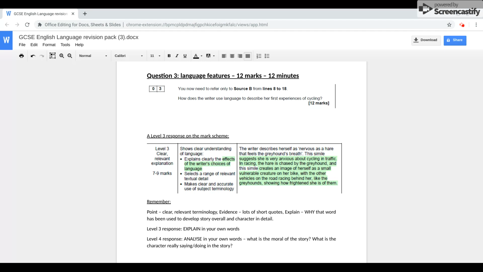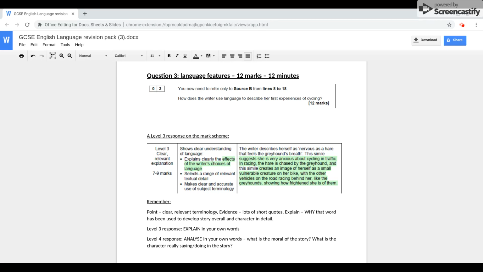So a level 3 is a clear and relevant explanation in your own words of what is happening in the text with the writer's opinion. Level 4, question it, analyze those words. What is the moral of the story? What is the writer in this one really saying about the story?